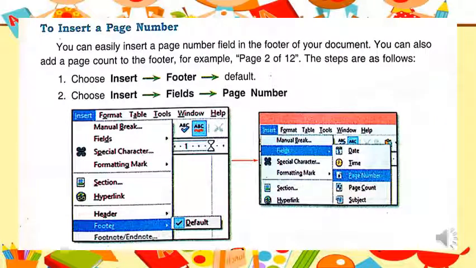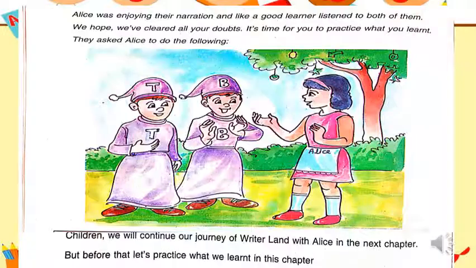Then to insert a page number, you can easily insert a page number field in the footer of your document. You can also add a page count to the footer. For example, page 2 of 12. These steps are as follows. First, choose Insert and go to Footer and select Default. And then second, choose Insert, then choose Fields and Page Number. In the image I will show how to insert a page number.